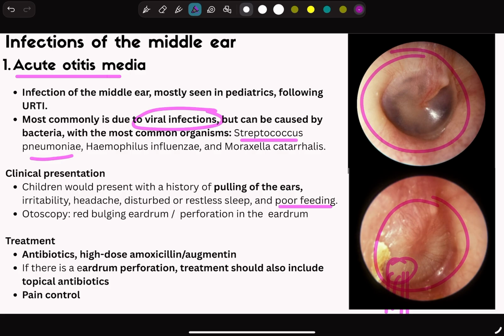We need to treat it with Augmentin or high-dose amoxicillin. And if there's perforation and there's pus discharging from the middle ear, then we would also include some topical antibiotic ear drops. We need to control the pain, and if there's any fever, that is very, very important.